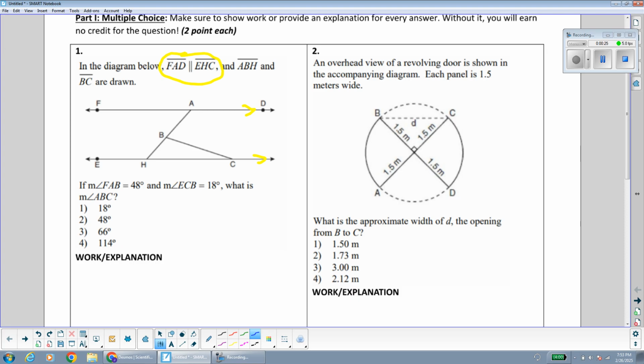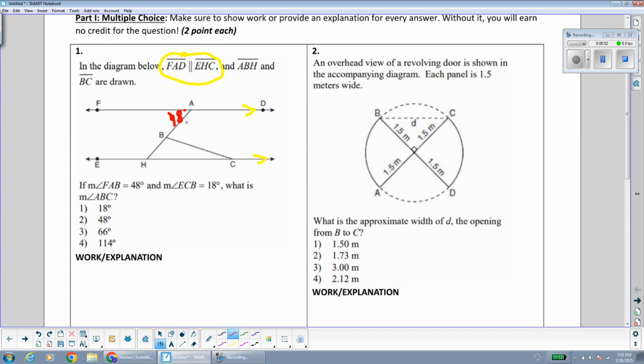When parallel lines are cut by a transversal, we have alternate interior angles that are congruent, we have corresponding angles that are congruent, alternate exterior angles that are congruent, same side interior angles that are supplementary. All we have to do is figure out what we're working with here. So let's mark the diagram and figure out which of those angle relationships is going to help us reach our goal. So angle FAB is 48 degrees, right in there.